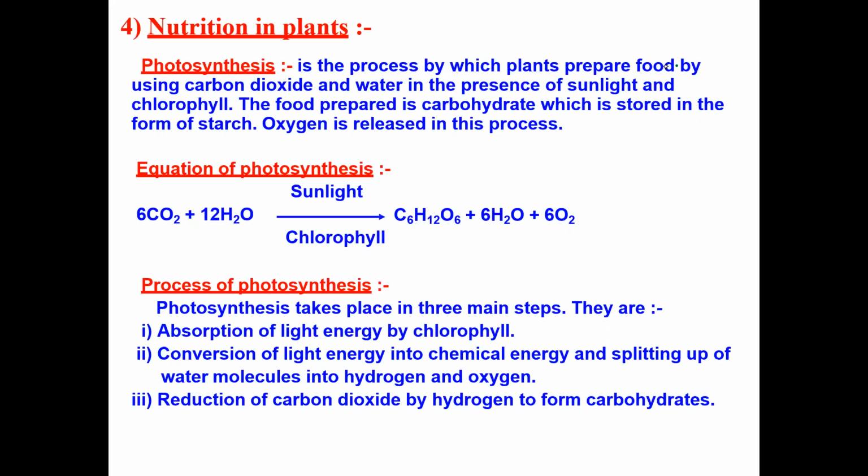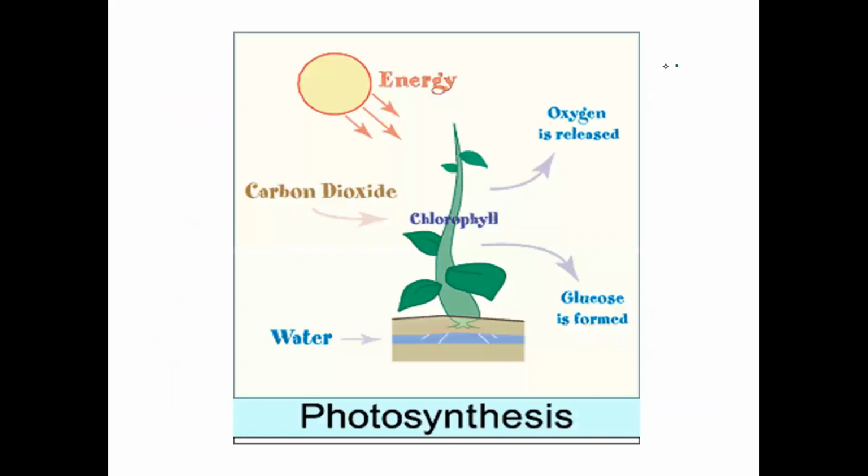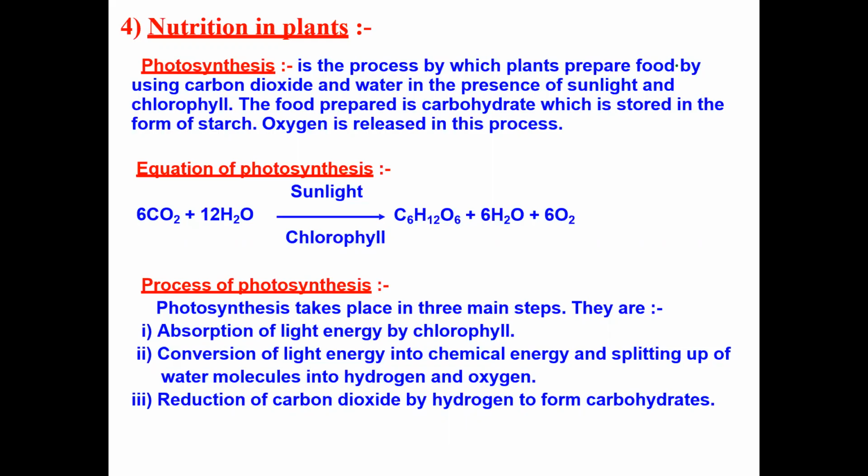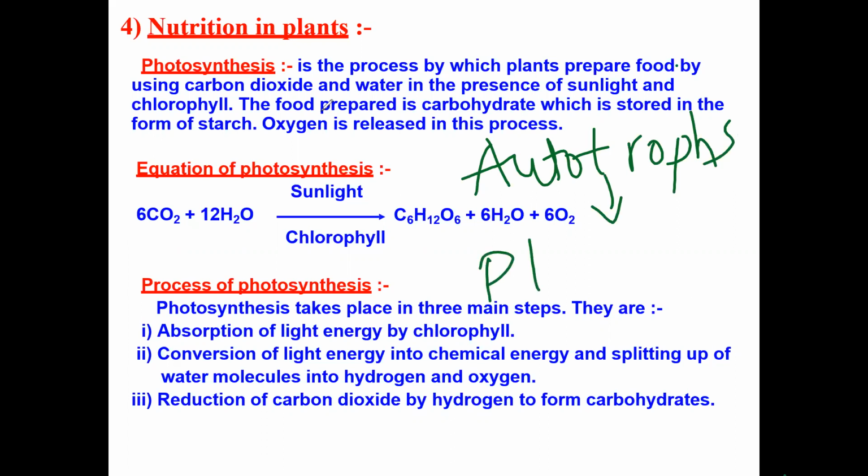So today we are going to discuss nutrition in plants. Nutrition in plants means, we know that plants are autotrophs, Swayam Poshakagalu, or autotrophs we will call, which have the capacity to prepare their own food. These plants prepare their own food with the help of a process called photosynthesis.